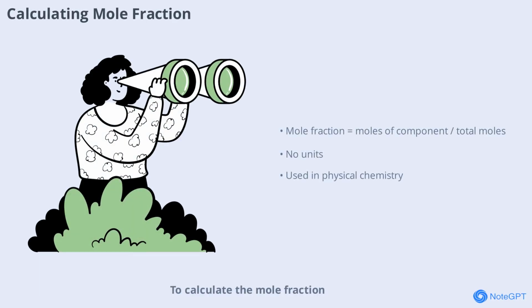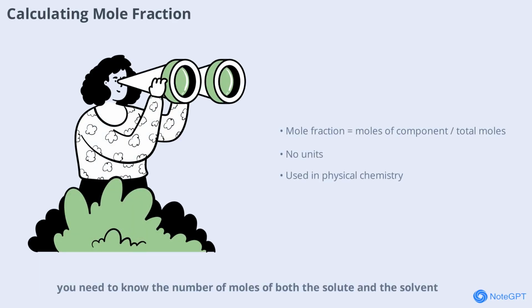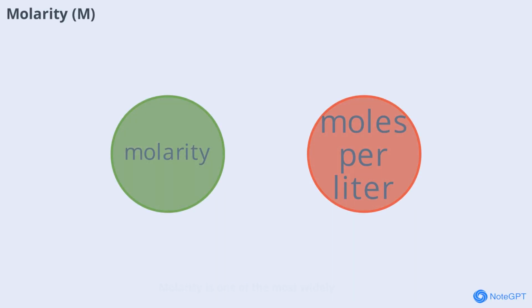To calculate the mole fraction, you need to know the number of moles of both the solute and the solvent. For example, if you have 2 moles of solute and 8 moles of solvent, the total number of moles is 10. The mole fraction of the solute is 2 divided by 10, which equals 0.2. This method is particularly useful in thermodynamics and colligative property calculations. Molarity is one of the most widely used ways to express concentration in chemistry.